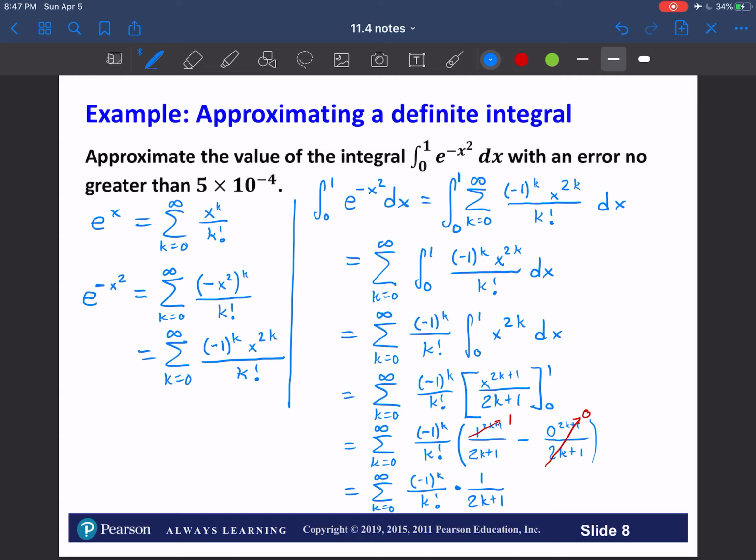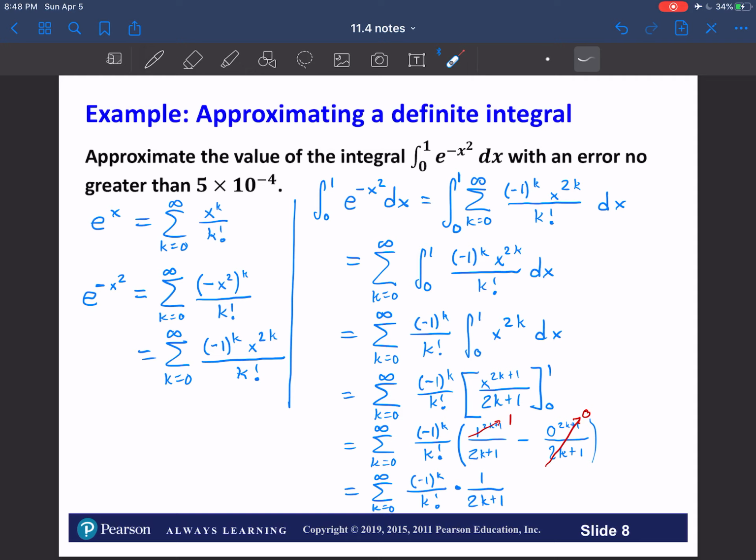We have computed the integral, but this isn't quite what the question was asking for. It was wanting us to approximate the value of this integral with an error no greater than 5 times 10 to the negative fourth. So how do we approximate an error? Well, there are 3 different types of errors that we have come across so far whenever we have infinite series. The first one was whenever we were looking at series using the integral test.